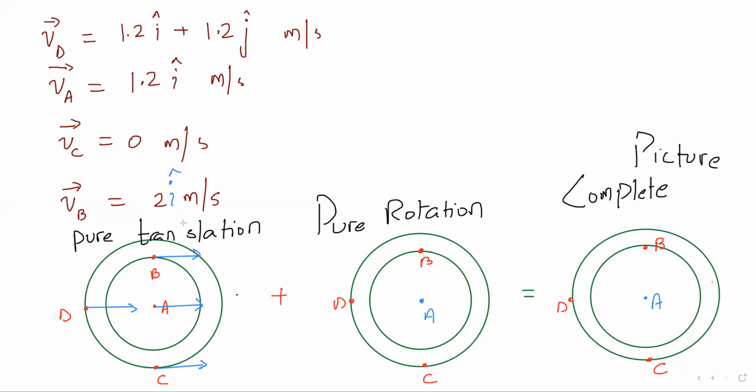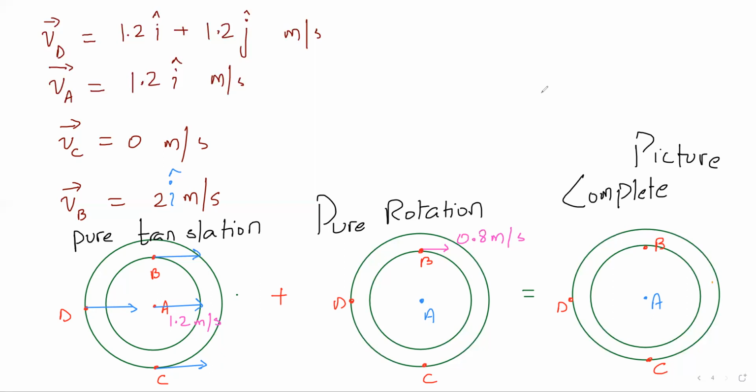So there was another 0.8 to it. Let me use a pink color here. 0.8 meter per second. This is my 1.2 meter per second. What about VA? 0. Okay, what about VC?